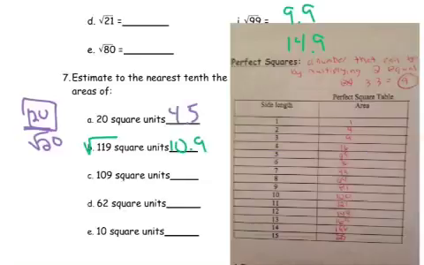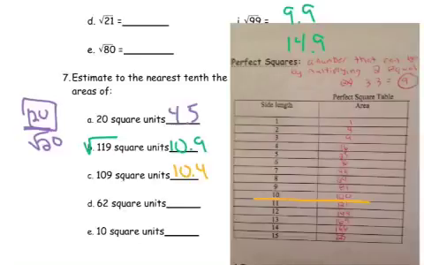The next one is the square root of 109. So 109, I would say, is roughly in between 100 and 121. It's a little closer to 10 than to 11. So I would say about 10.4. If you're off a tad, that's okay.